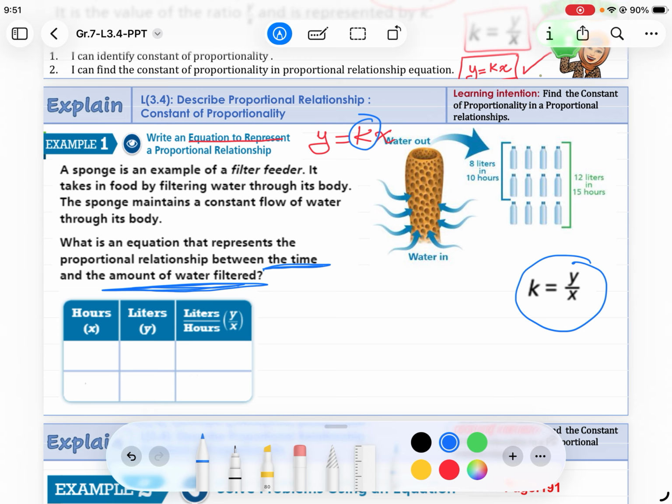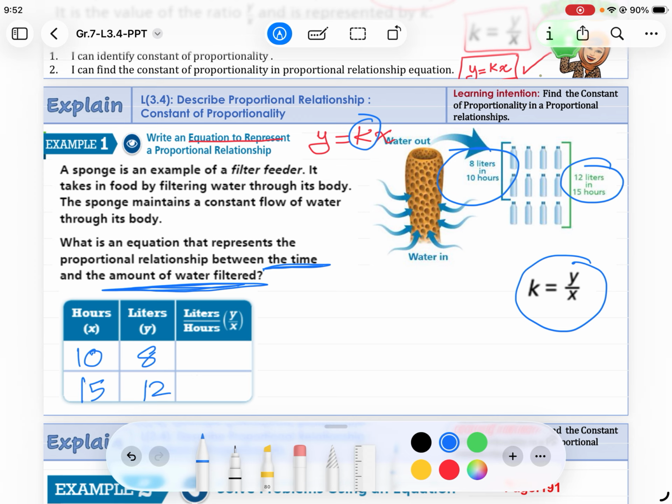So here they gave you two data pieces that we can use to fill the table in here. They told you the first data, in 10 hours, it filters 8 liters. And in 15 hours, it filters 12 liters. So we're going to use these data pieces and fill them in the table. Okay, so I'm going to put my first data, which is 10 hours. Okay, when the value is 10, in 10 hours, it filters 8 liters. And in 15 hours, it filters 12 liters.